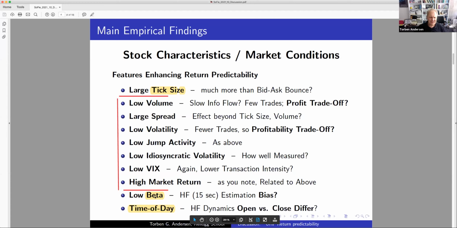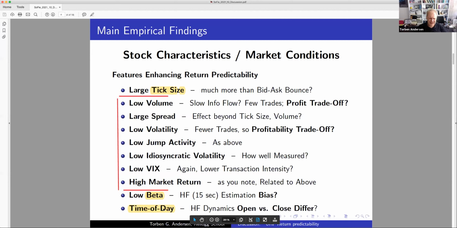I think that's probably not necessarily 100% robust, but I think thinking about the beta in this context is really important. And I will talk more about betas shortly. And finally, there's the time of day effect, which is kind of interesting. It's easier to predict things at the close versus the open.